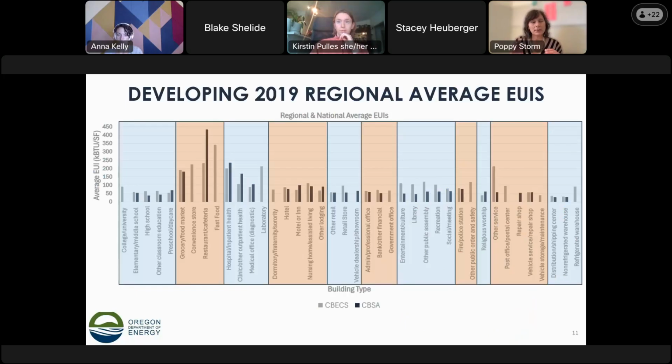So what that all came together as in our 2019 regional average EUIs is a specific EUI for all of the building types for the CBECS data set, which is the national data set, and those are weather adjusted EUIs. And then we also have in black all of the CBSA average EUIs. So the actual details of where these exact EUIs are landing isn't all that important unless you want to dig into those details. But the main reason why we're showing this is just to show that these are the starting point for figuring out what our regional, our Northwest EUIs are. So we're comparing the CBECS to the CBSA data sets to figure out what our 2019 Northwest average EUIs are.